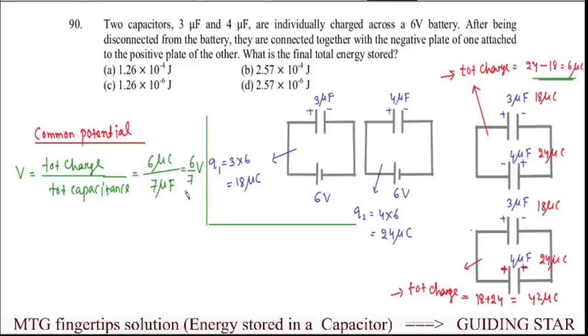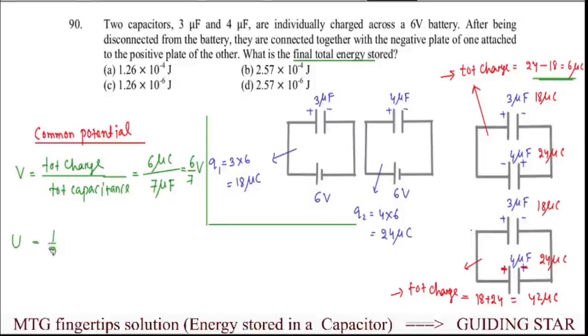Clear? The reason behind this is that when positive is connected to the negative, the potential generally decreases, and the value of common potential that we are getting here is 6 by 7 volt. Okay, so if it is the common potential, then what is it asking? It is asking to find out the final total energy. So how much will the total final energy of this combined system be?